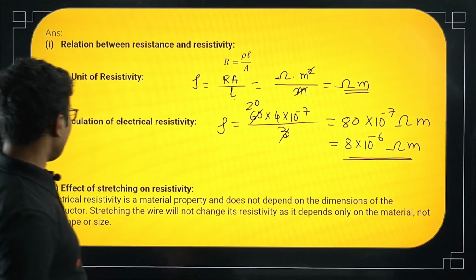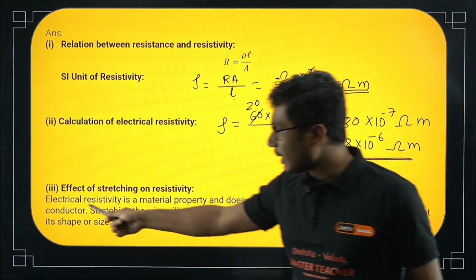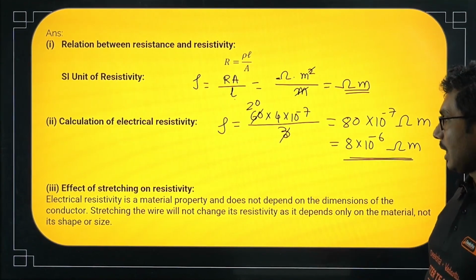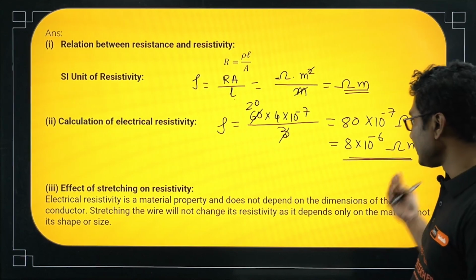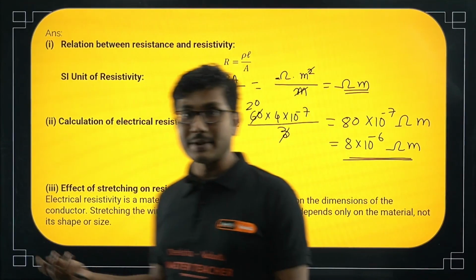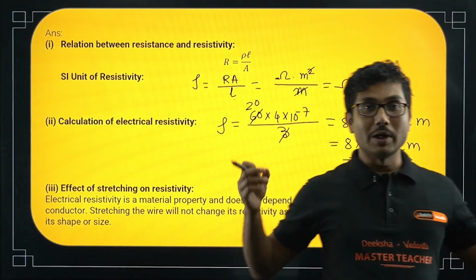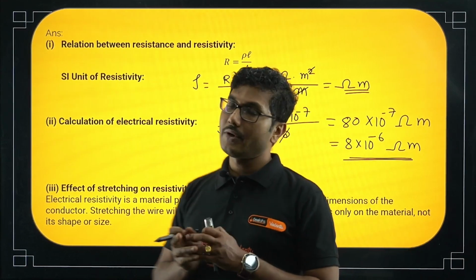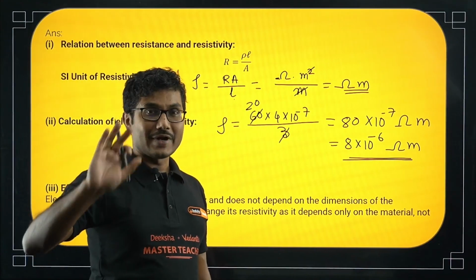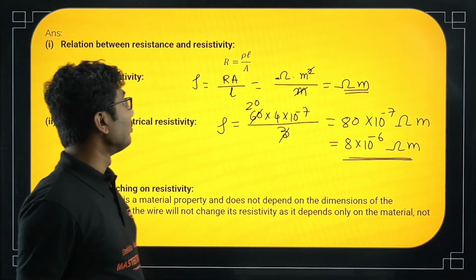Okay. Now effects of stretching on resistivity, what will happen if you stretch the wire? Electrical resistivity is a material property and does not depend on the dimensions of the conductor. Stretching the wire will not change the resistivity, as it depends only on the material, not on the shape or size. So resistivity remains constant even if you stretch the length to double, or compress it to make the length half, the resistivity will remain unchanged. Resistance will change. Resistance in fact will be 4 times, quadrupled, but resistivity will remain the same.